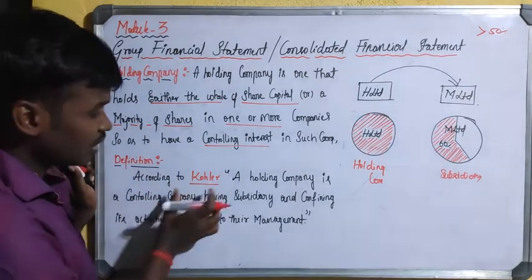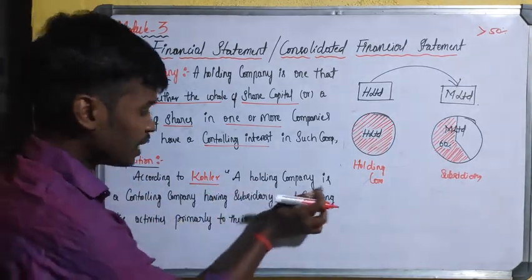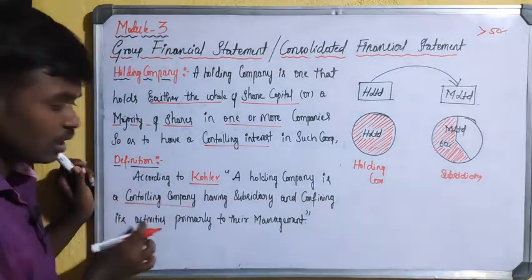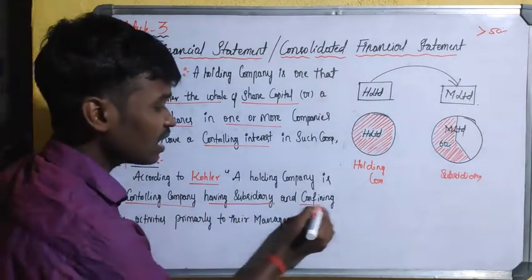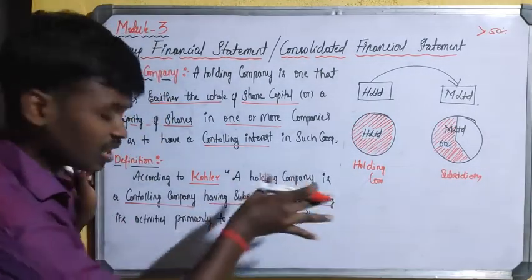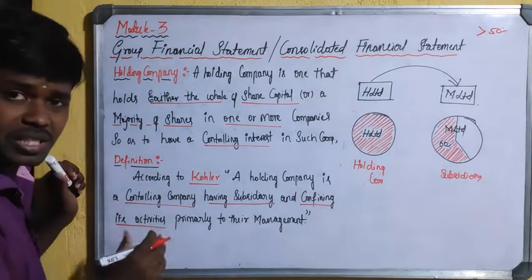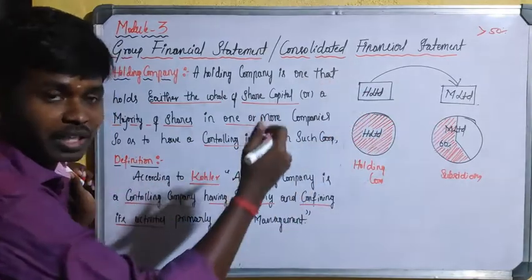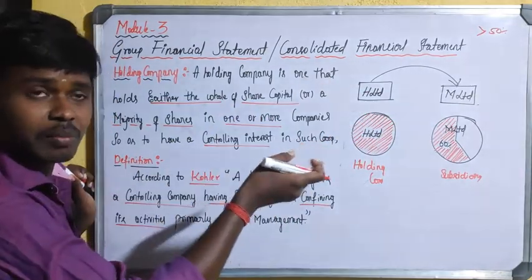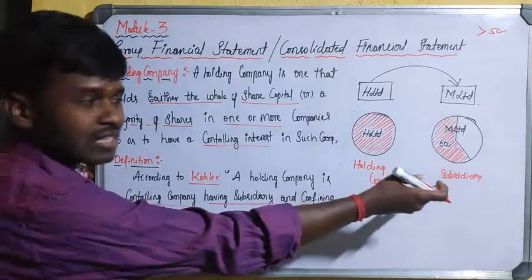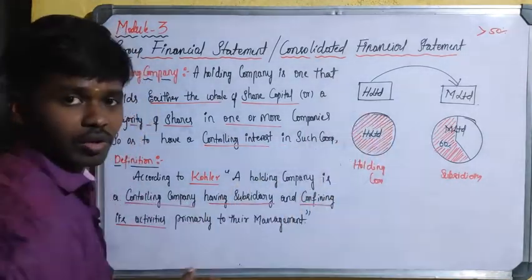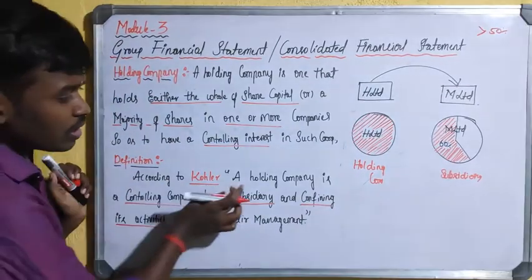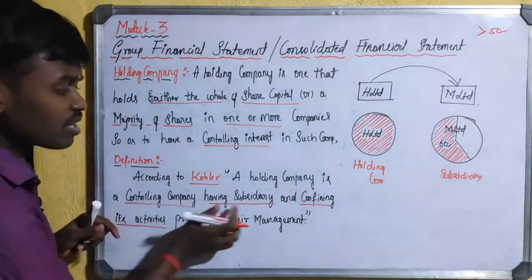According to Kohler, a holding company is a controlling company or a parent company or holding company having a subsidiary and confining. So confining, in the sense, restricting the various activities, which means controlling the various activities by investing a majority of the shares in another company. So when the majority shares are invested by another company, then it will be called a subsidiary company to the holding company, that is, subsidiary company to H Limited. So that is the case. According to Kohler, a holding company is a controlling company having a subsidiary.